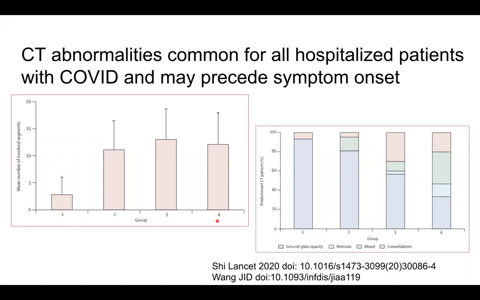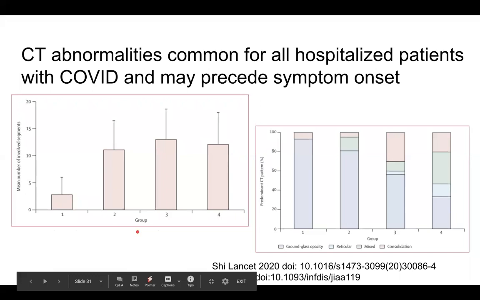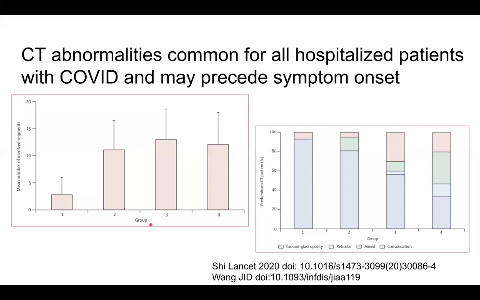On the graph on the left, you can see how the number of involved lung segments changes with time. Even as was mentioned in a few studies earlier, even before symptom onset there are changes in the lung that are seen. They tend to be in fewer lung segments. That increases as you become symptomatic, and you start to see some resolution by the third week of symptoms.